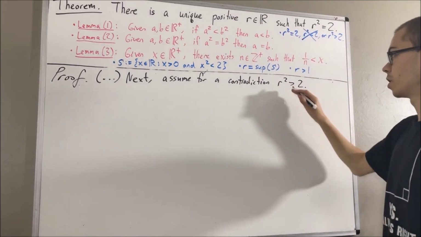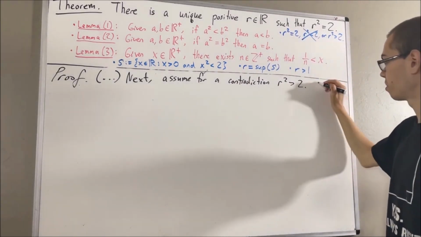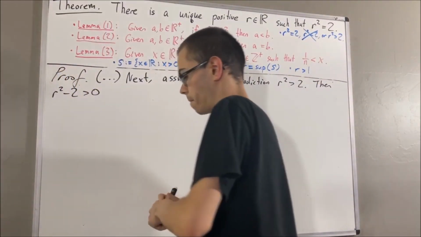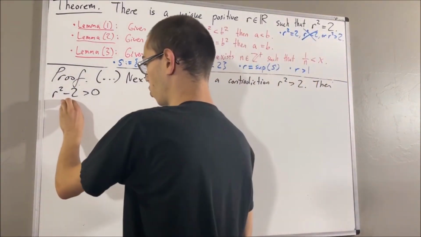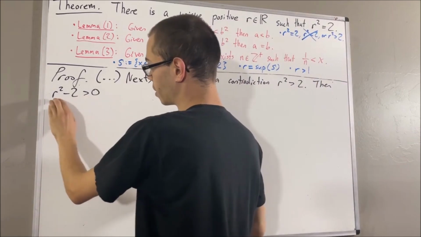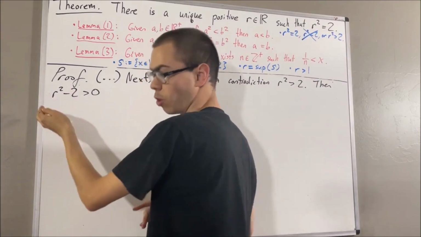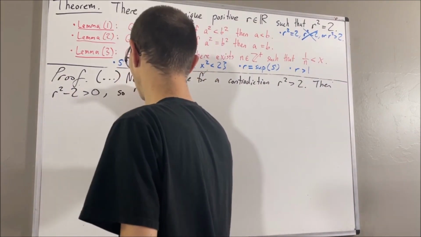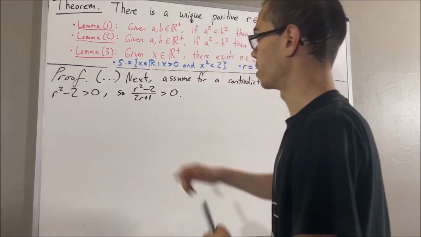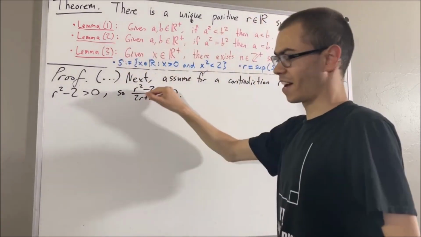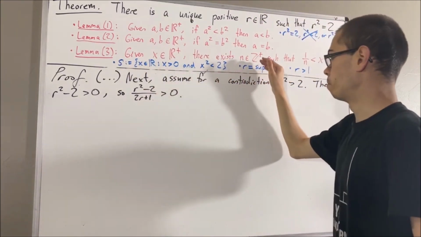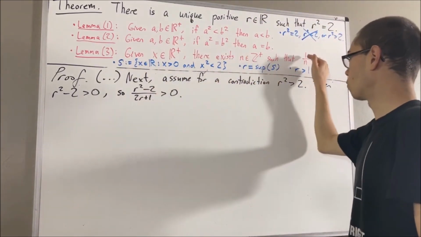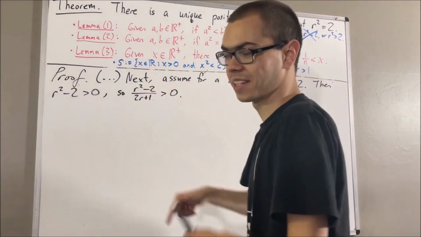Well then, in this case, r squared minus 2 is greater than 0. And again, 2r plus 1 is greater than 0. So because r squared minus 2 is greater than 0, we have that (r squared minus 2) over (2r plus 1) is greater than 0. And then let's apply lemma 3 to this, right? We have that there's some positive integer, I'll call m, such that 1 over m is less than this.